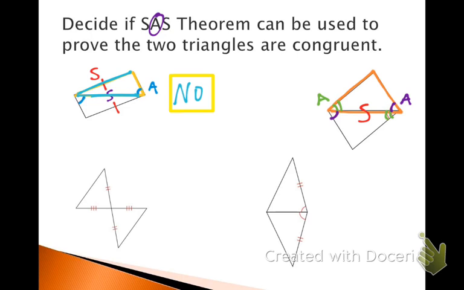Does this prove side angle side? No. I will tell you, however, angle side angle is a theorem. You just haven't learned it yet. So in this particular section, we're just deciding if it's side angle side. It's not, but you'll eventually learn this is angle side angle. You'll get it. This next one.